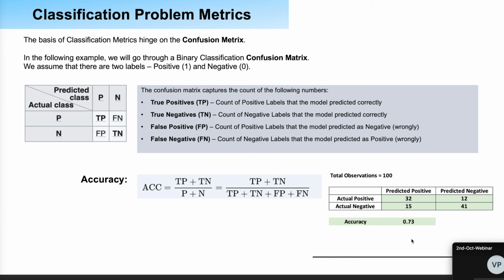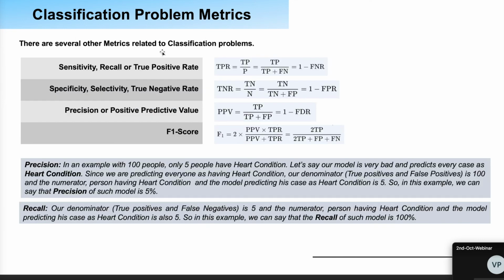Now there are a few other metrics that are used. I'm not getting into all of them, but I'll mention a couple of them quickly. Recall, and we will also look at precision. So precision and recall. The formula for recall is true positive divided by true positive plus false negative, right?